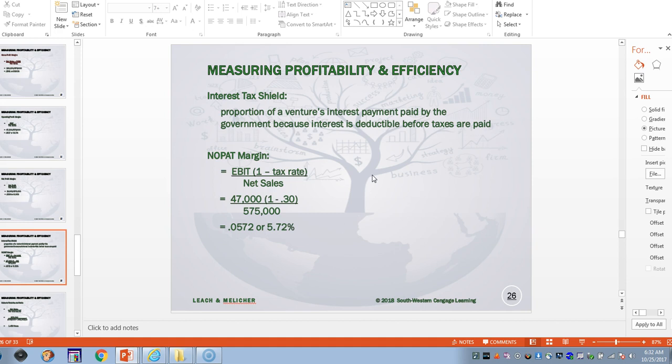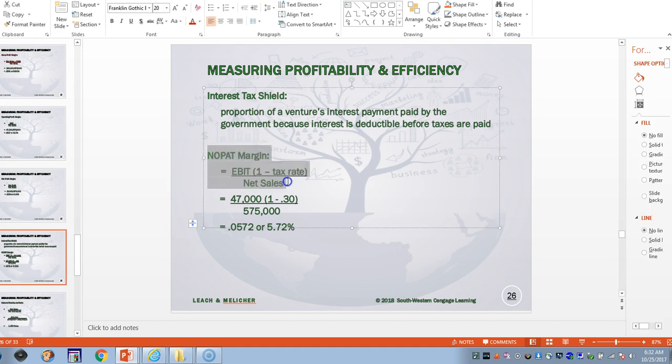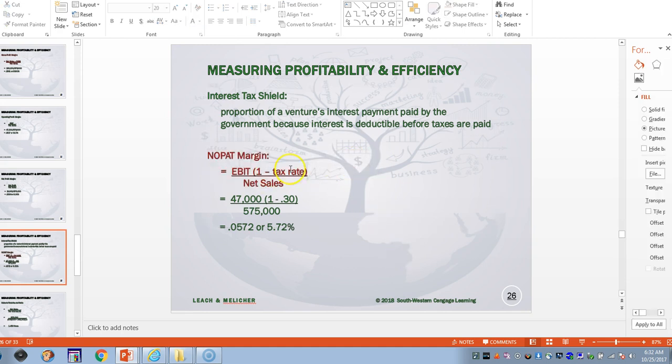Okay, so now we have basically the interest tax shield. And this is NOPAT, the NOPAT margin. And this is simply this equation here. Just another ratio. And all you got to do is get EBIT and your tax rate and divide it by net sales, which is what they do here.